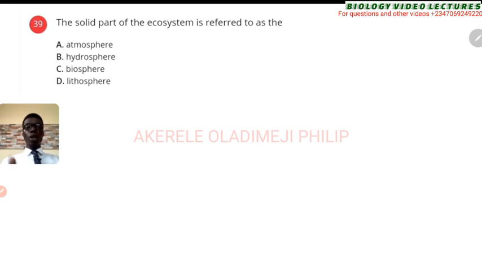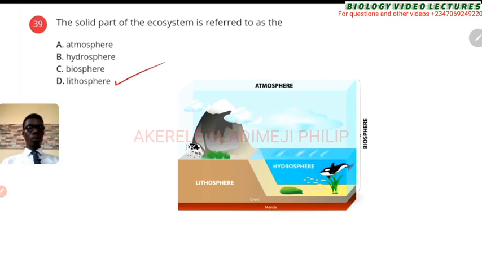I think I have a diagram that should be able to show us what that looks like. So this is what we're saying here. This is the atmosphere, which is the gaseous aspect of the ecosystem, of the biosphere, like everywhere we have life. The hydrosphere is the water part, then lithosphere is the hard part, so to say. All right.